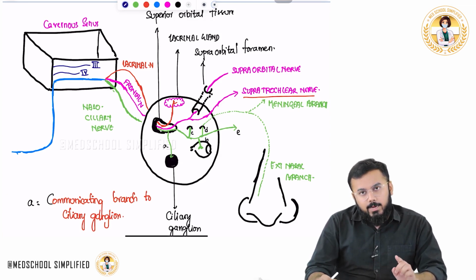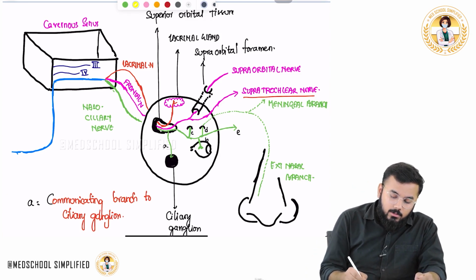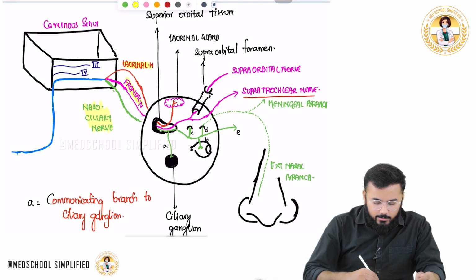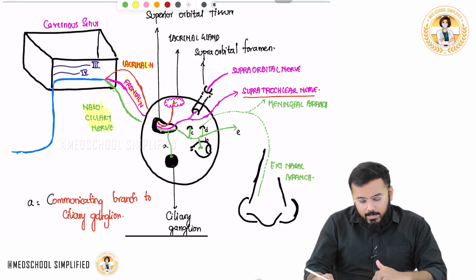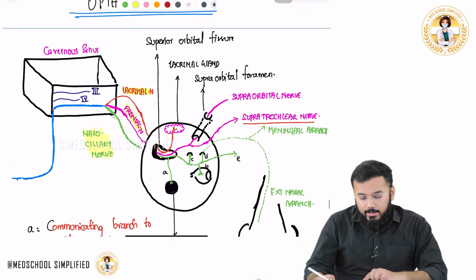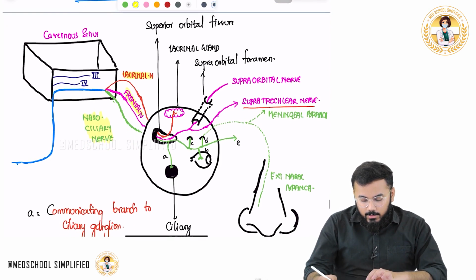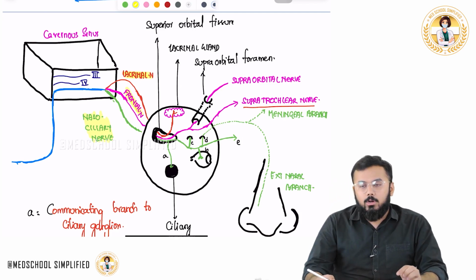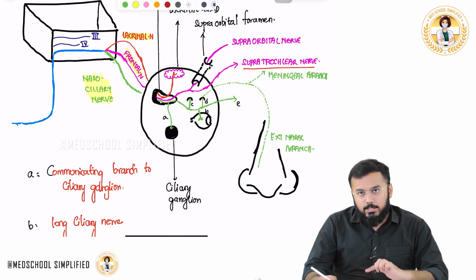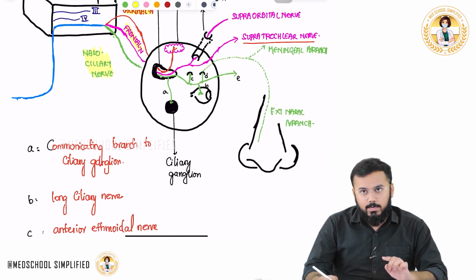Now, it gives three branches. One branch over here is your lacrimal branch, another is your frontal branch, and another is your nasociliary branch or nasociliary nerve. The lacrimal branch goes directly to the lacrimal gland. Next, the frontal enters the supraorbital foramen and gives the supraorbital nerve, but before that it also gives one more branch called the supratrochlear nerve. Next, coming to the nasociliary, it first gives branch A, the communicating branch to the ciliary ganglion.